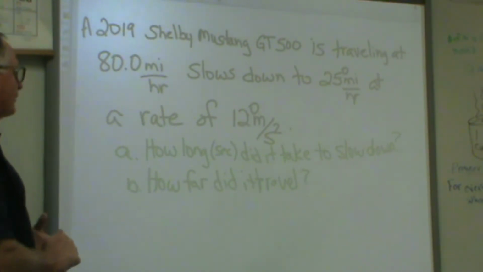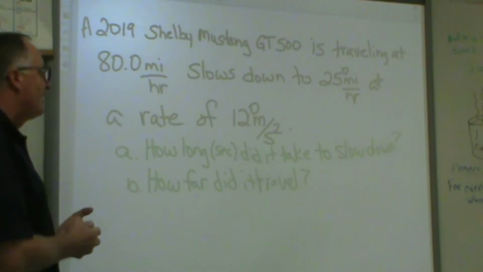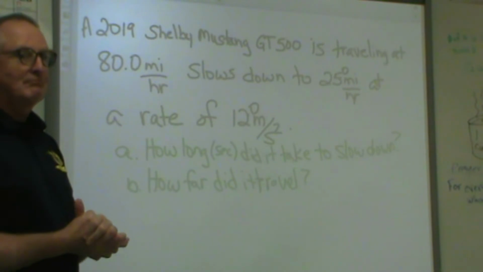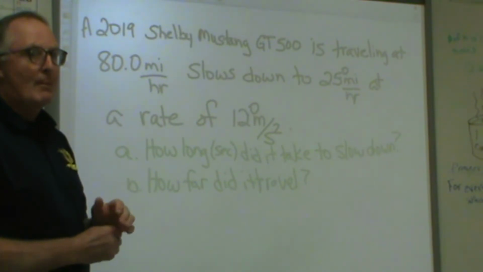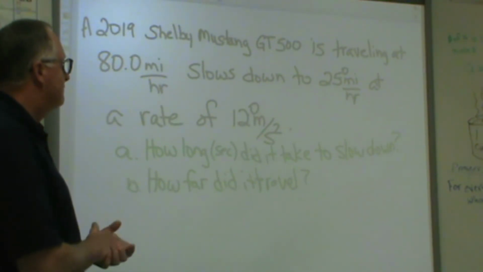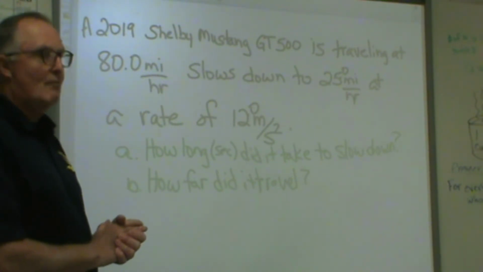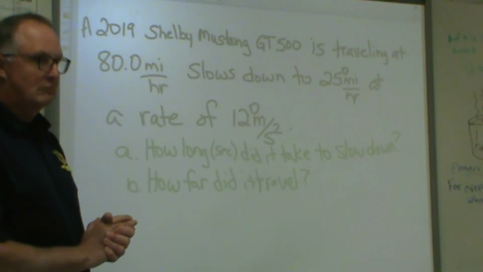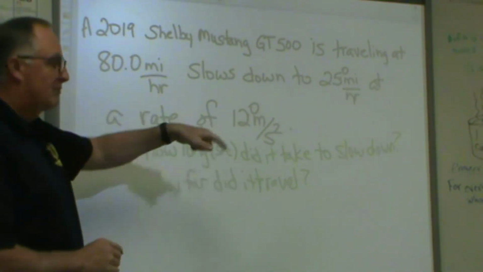The two questions we have to answer are: how long does it take, in seconds, the time it took to slow down, and how far did it travel? Obviously, I know the initial velocity and the final velocity, V1 and V2. You can do T equals V2 minus V1 over A, because we have all that information, and we also know A.